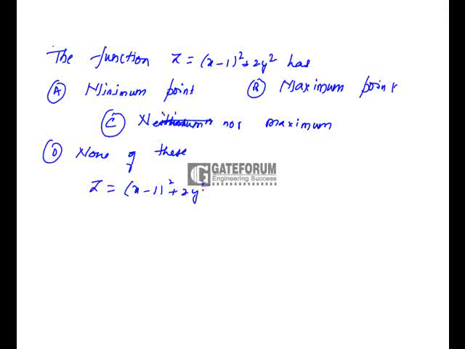We have to check whether the function attains maximum point, minimum point, or neither minimum nor maximum, which is saddle point. In order to check this, let us see some property. fxx fyy minus fxy whole square. If this is greater than 0 and also if fxx and fyy are both positive, if all of them are positive, then any function will attain minimum.